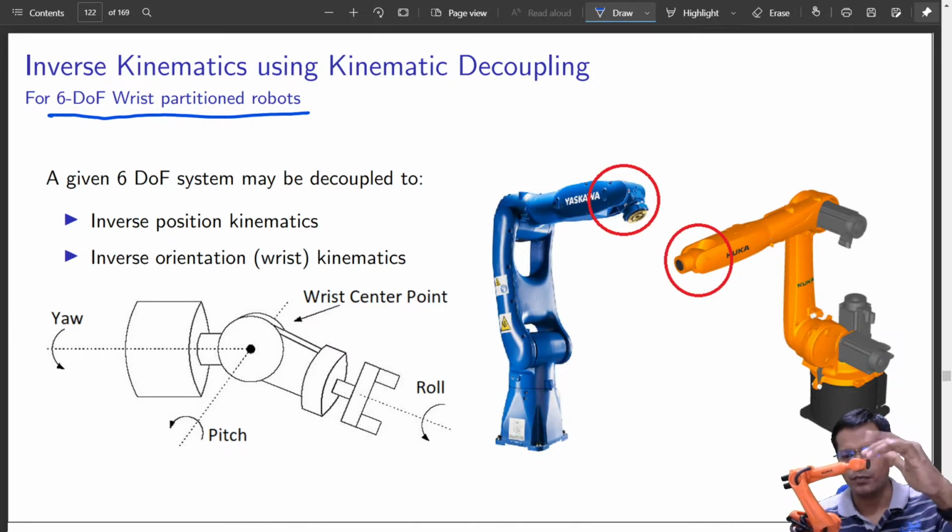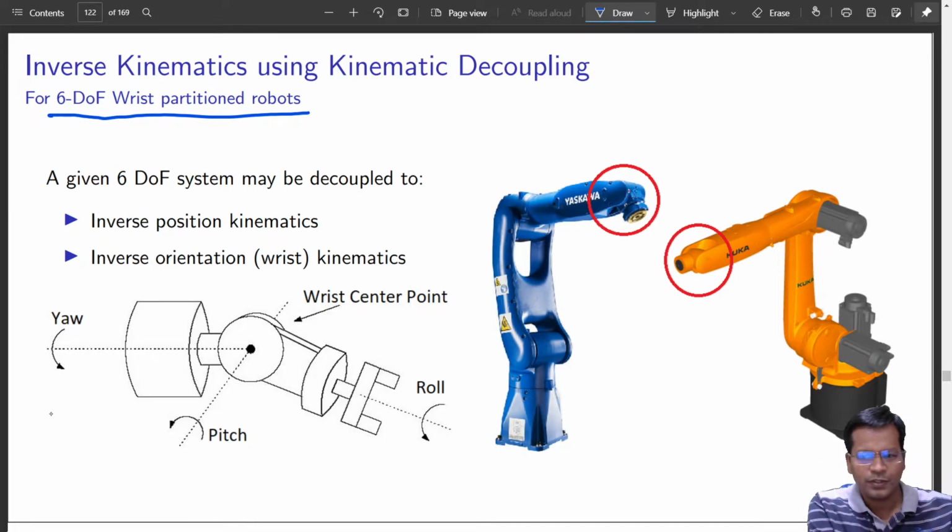So with 3 degrees of freedom, all three axes intersect at a point. That point is known as the wrist center point. That is always there in most industrial robots. If it is an industrial robot, you can quickly find this intersection point.